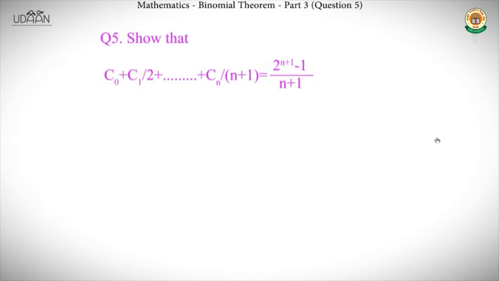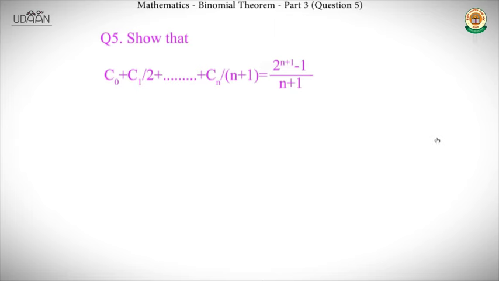So we've reached problem 5, and the kind of problem you see here is probably the most common kind of problem that appears from this area of math. We have to show that C0 + C1/2 + ... + Cn/(n+1), this is the general term, the sum of this series, is equal to (2^(n+1) - 1)/(n+1).